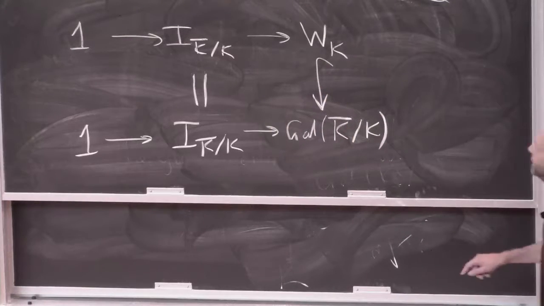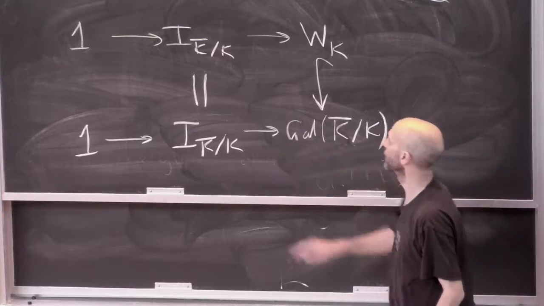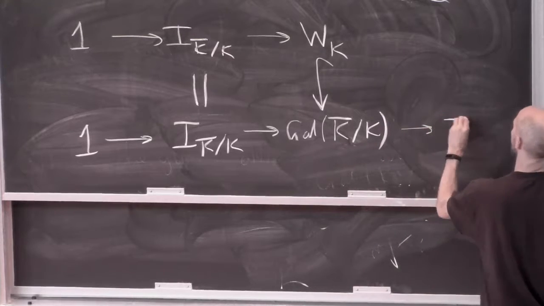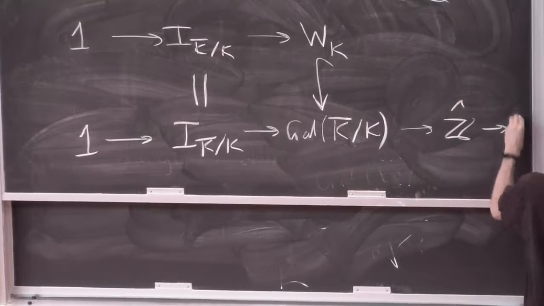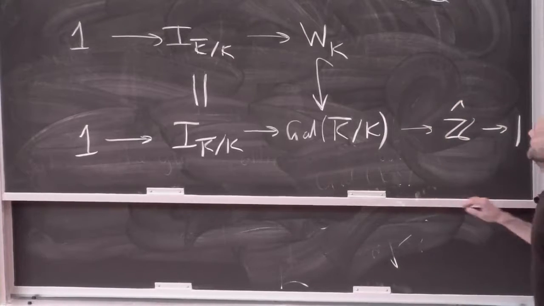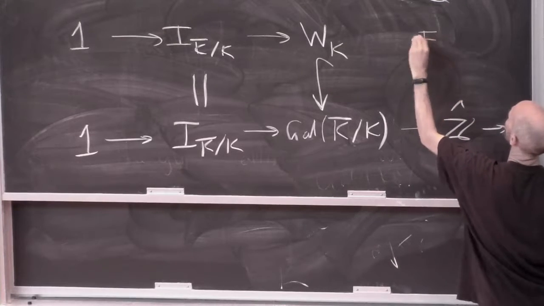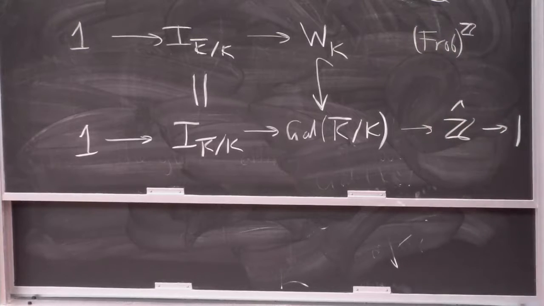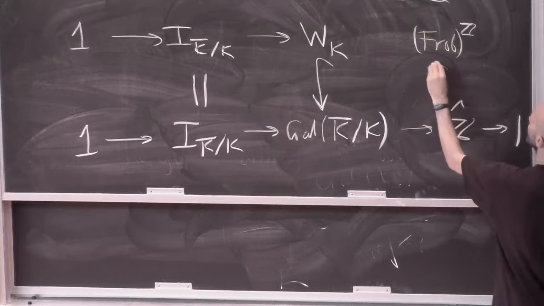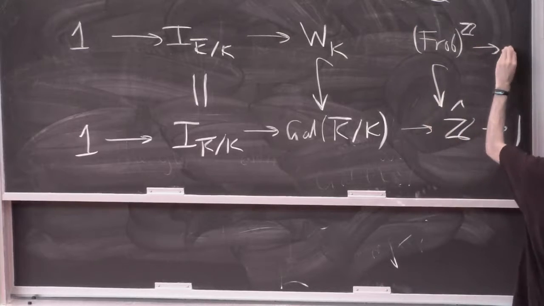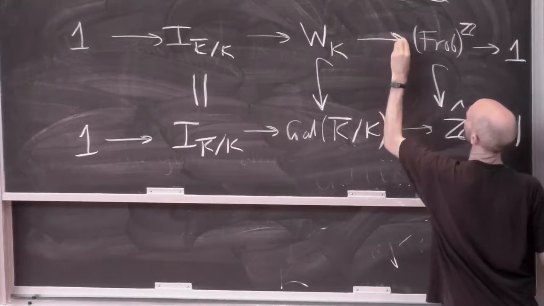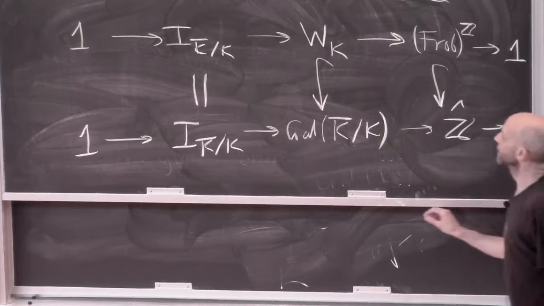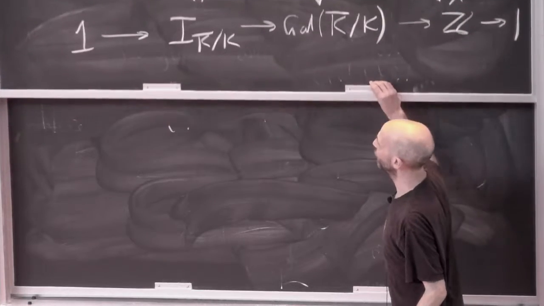And what's happening is if I quotient out the Galois group by the inertia group, I get a Z hat. And now I've got this Frob to the power Z. This is a group isomorphic to Z, and that lives in there. And I'm going to put 1 here. And now I can kind of glue everything together there. So that's a rather informal definition.